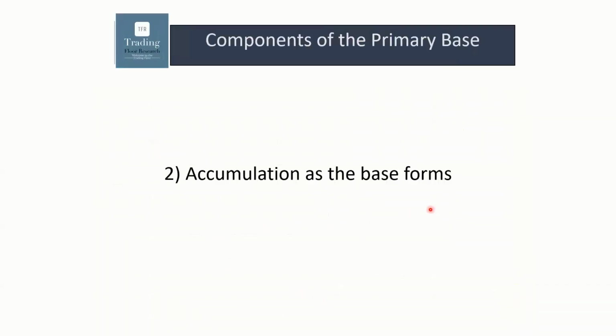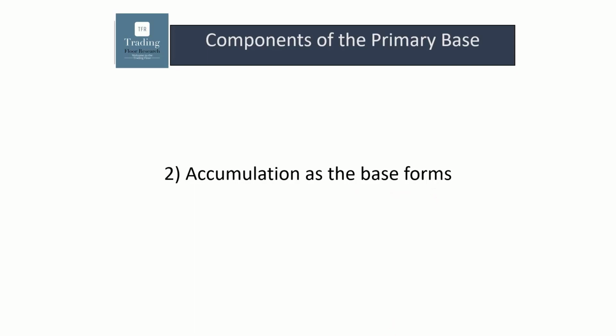The second component is I need to see accumulation in that base as the base forms. Now, again, I'm getting my final signal of big volume with my 20-day closing high, my Donchian rule, with big volume. That's the spark that starts the fire. But the kindling underneath that fire, the accumulation, has to be happening during that whole formation of the base.